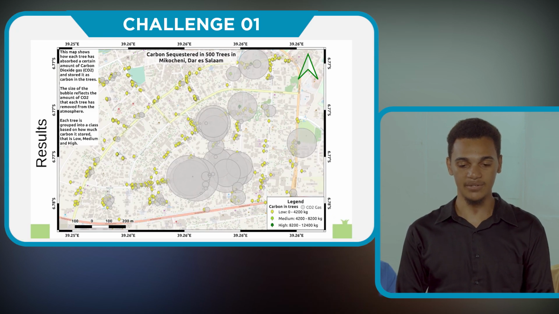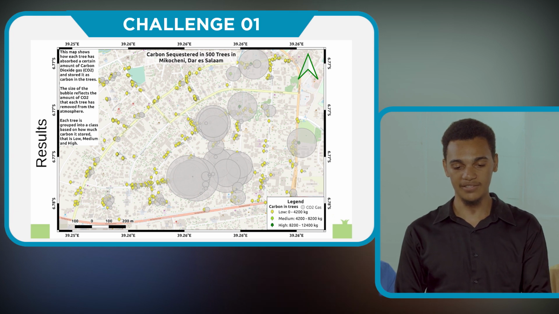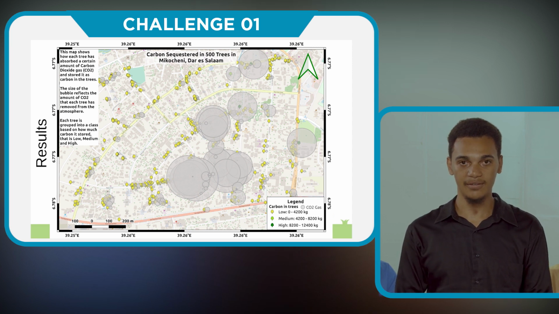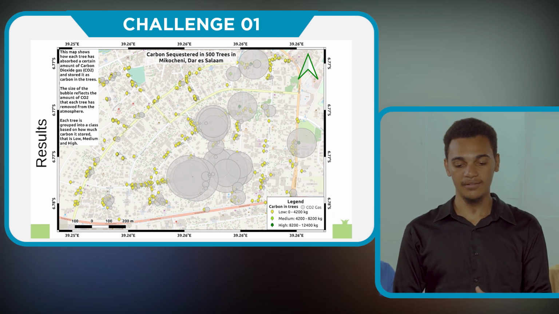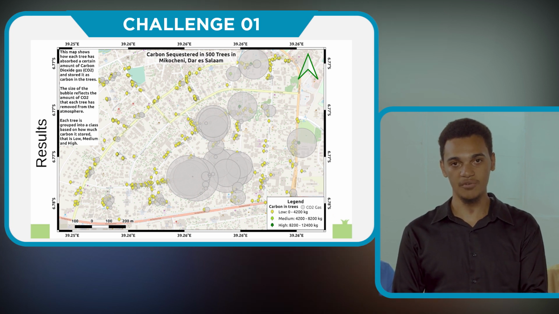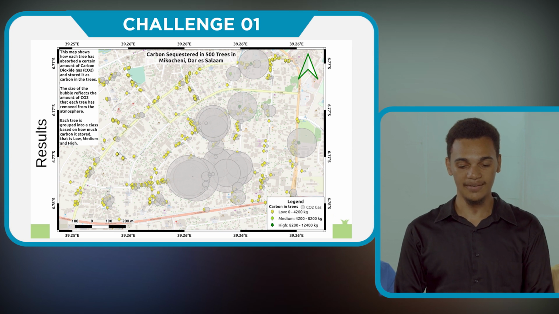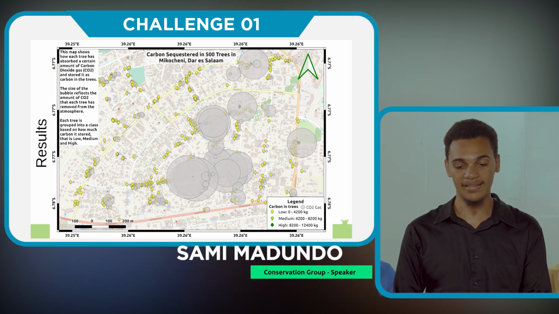So this is our first visualization, which is a static map of Mikocheni with the 500 trees distributed. And on top of each tree, you have a circle or a bubble that represents the amount of carbon dioxide that has been removed from the atmosphere. And so large trees would have removed more carbon dioxide and stored it as carbon in the trees. Smaller trees will have removed less. And so each tree was grouped into 3 classes, either low, medium, or high, based on the amount of carbon that it has stored.